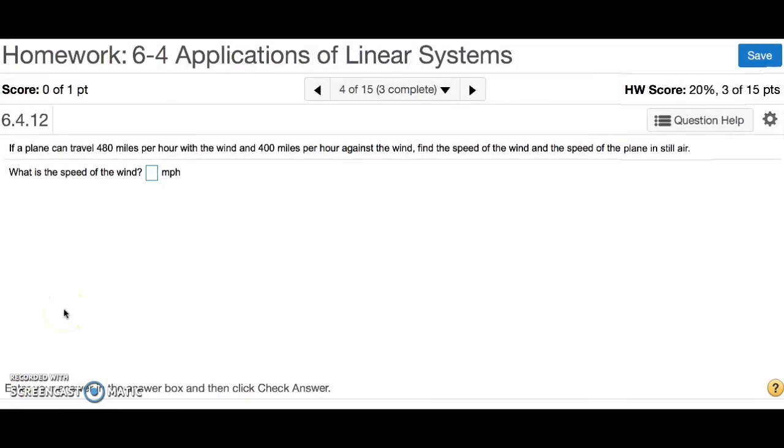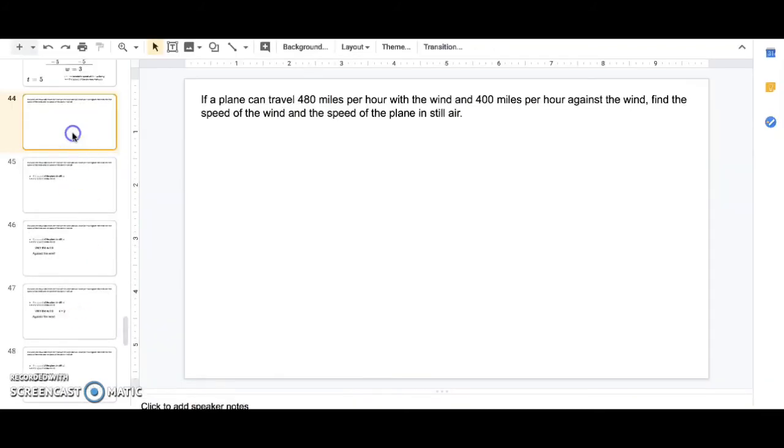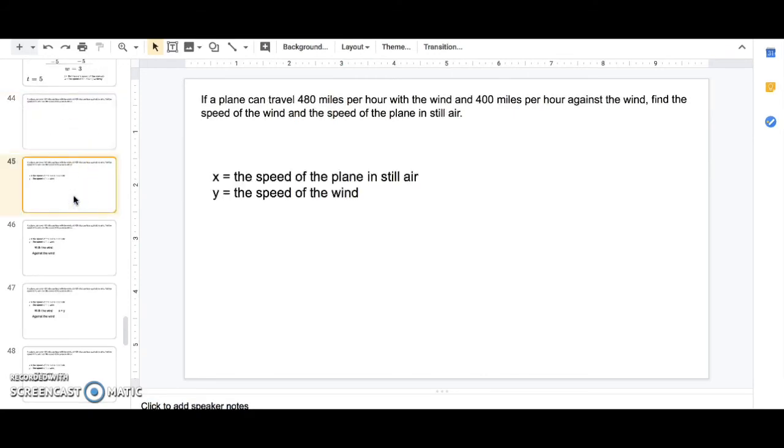So number 4 is actually a lot like number 3, which you'll see when we go through it. So if a plane can travel 480 miles per hour with the wind and 400 miles per hour against the wind, find the speed of the wind and the speed of the plane in still air. So let's take a look. Okay, so we need to set up our variables first. We have x equaling the speed of the plane in still air and y equaling the speed of the wind. So we have two different speeds going on.